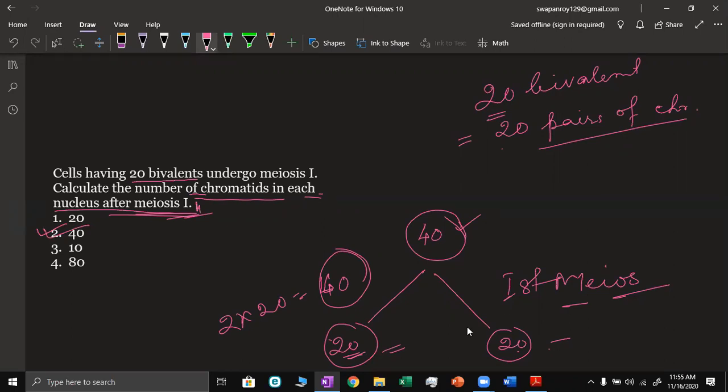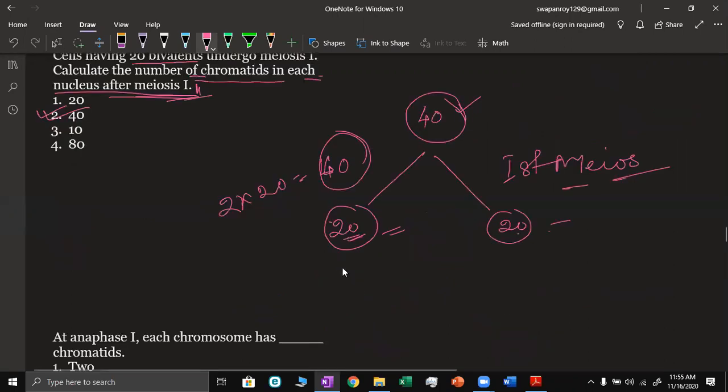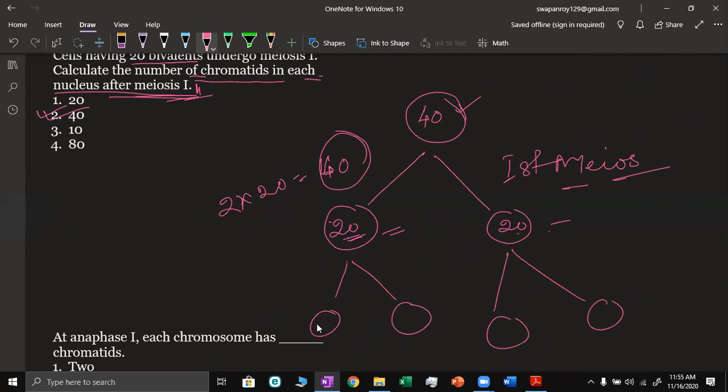But if this divides further, the chromosome number will be the same, 20, 20, 20. The chromosome number will not change, but the chromatid number will change, because in the second meiosis the chromatids separate. So each chromosome will have one chromatid. After the second division, there are 20 chromosomes and 20 chromatids. So after the first division, it is 40 chromatids.